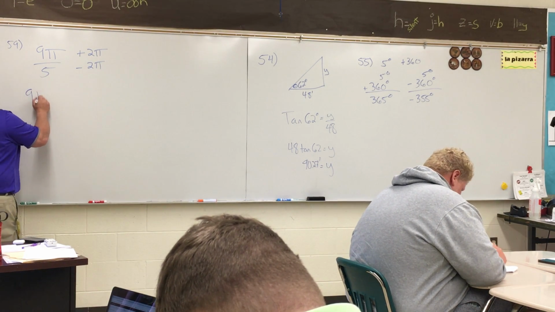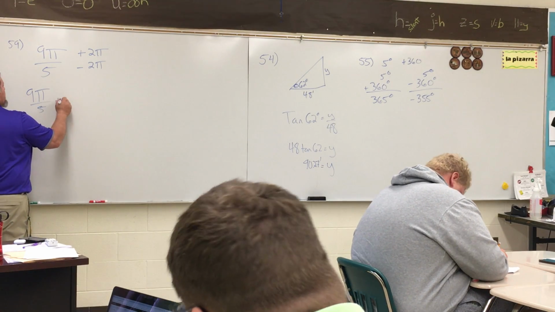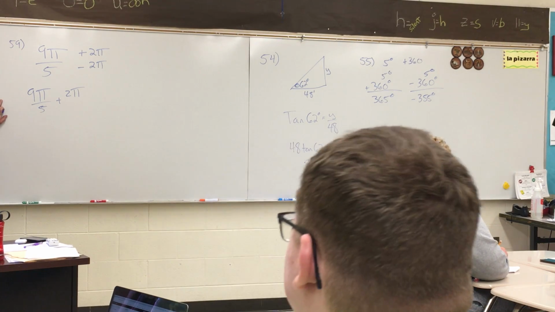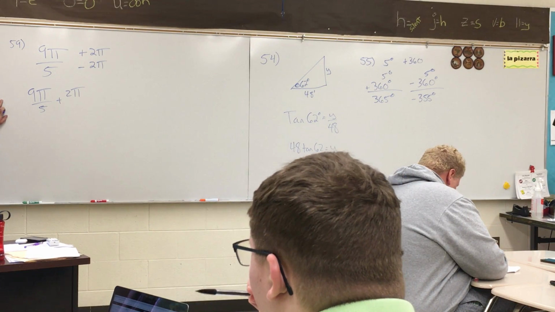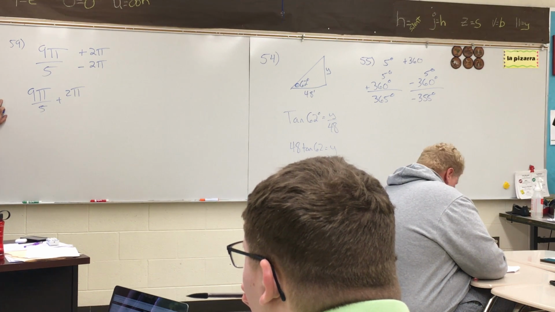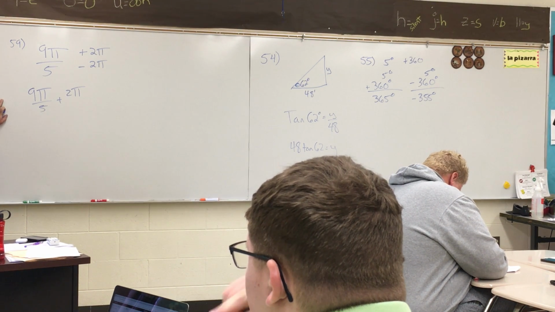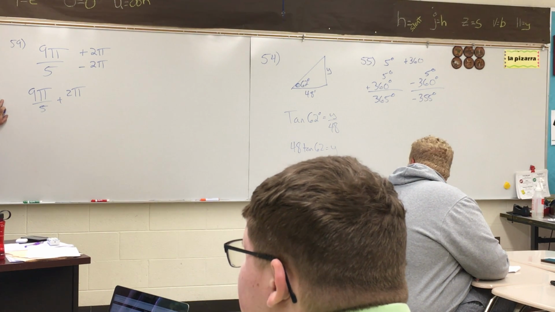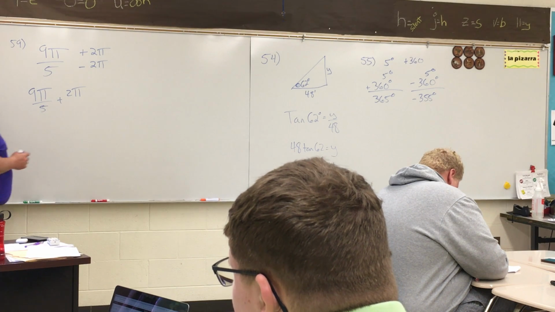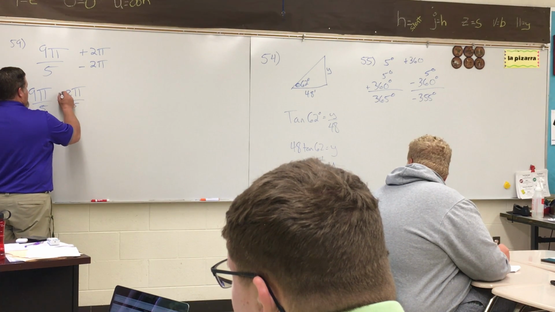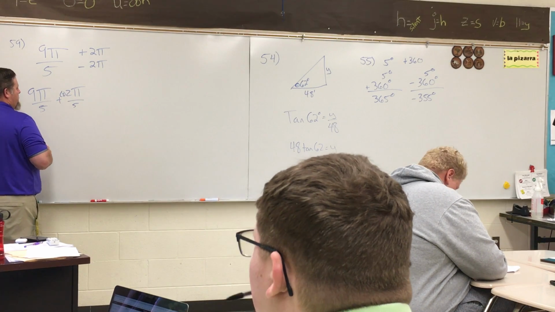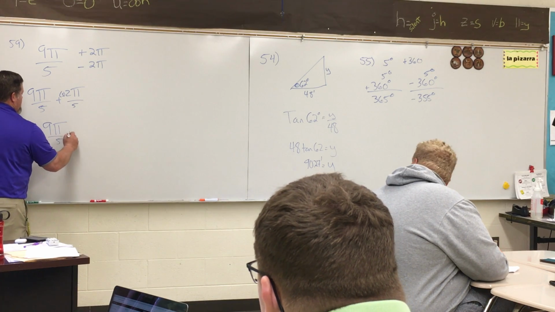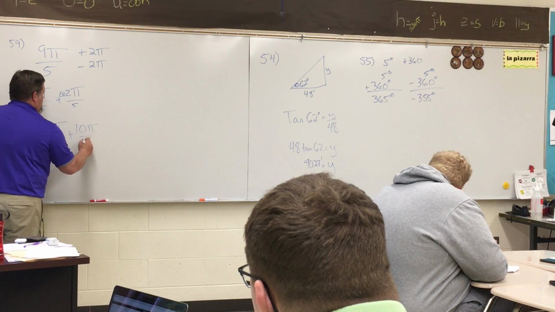So 9 pi over 5 plus 2 pi. Some people may mistakenly say that's 11 pi, but they will be wrong because of why? You have to have the same denominator. They both have to have 5 as a denominator, and the denominator of the other one is 1. So I'm going to multiply the top and the bottom by 5. So that's like 10 pi over 5. So 19 pi over 5.